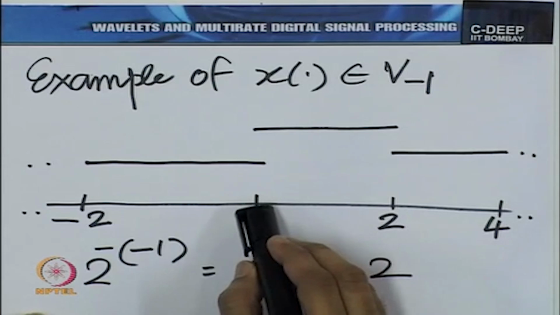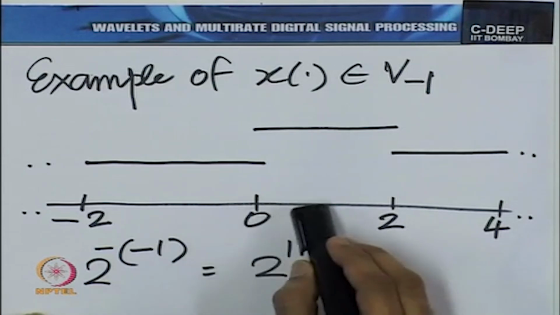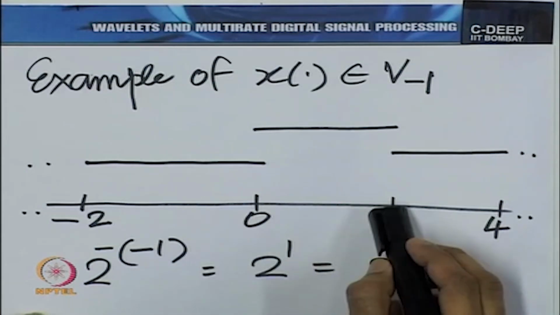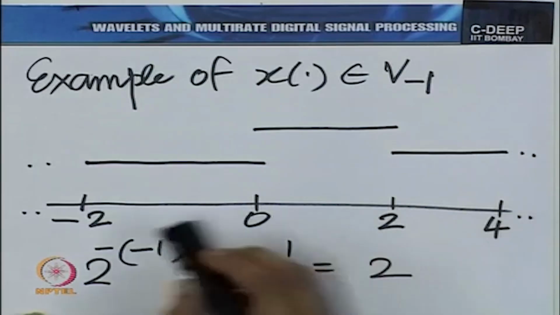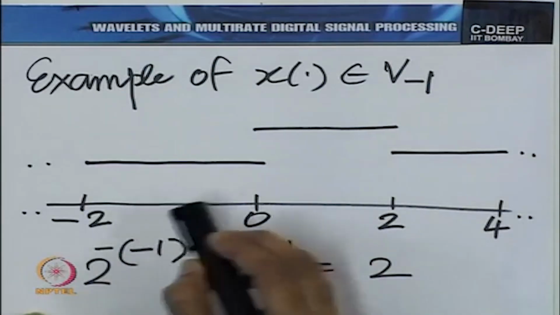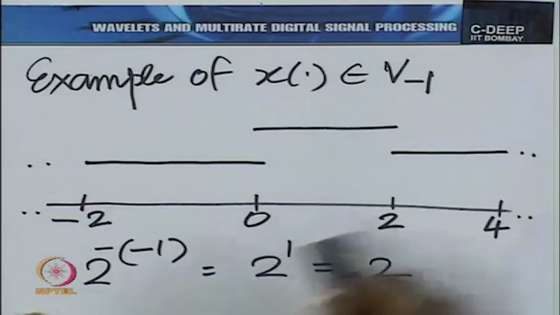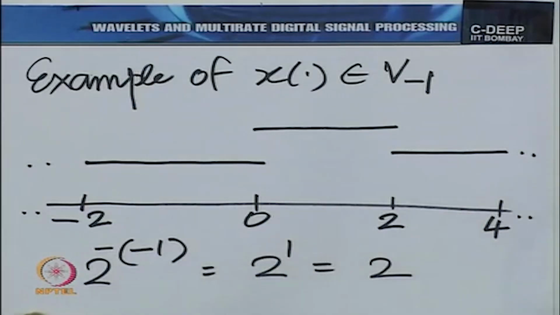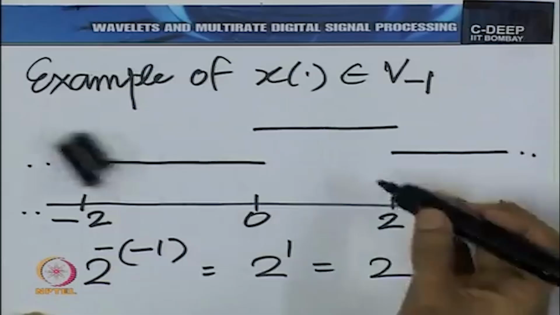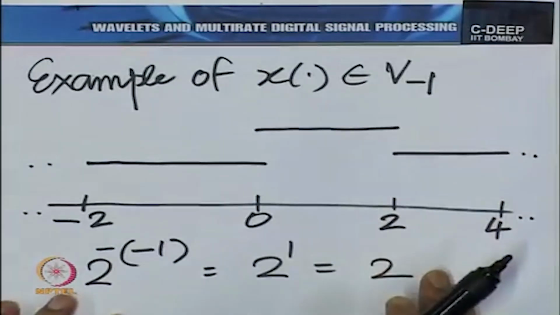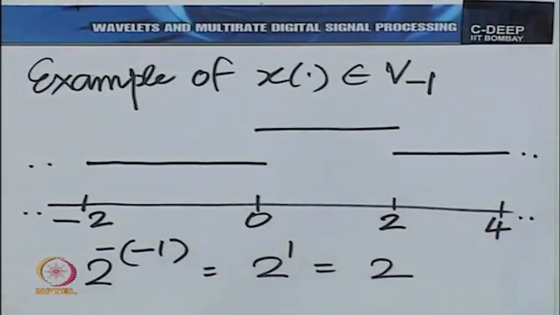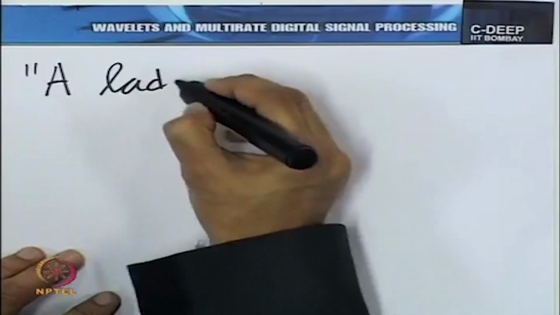So, obviously, if you take the standard intervals of size 1, for example, 0 to 1, 1 to 2, 2 to 3, 3 to 4, minus 2 to minus 1, minus 1 to 0 and so on, the function is still piecewise constant. So, therefore, a function that belongs to V minus 1 automatically belongs to V 0. A function that belongs to V 0 automatically belongs to V 1, and therefore, there is a ladder of subspaces that is implied here.